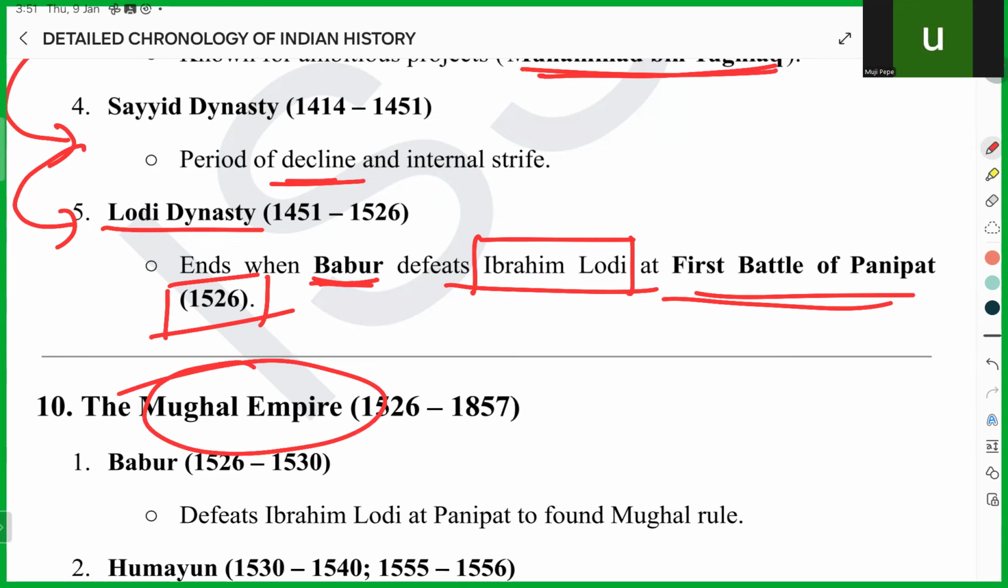Okay, it is different. Why? Because Babur is Central Asian, Uzbek. He is from the Fergana Valley. Whereas the Delhi Sultans were Turks and Afghans. Okay, they are Turks and Afghans, so the culture becomes different. The culture becomes different.